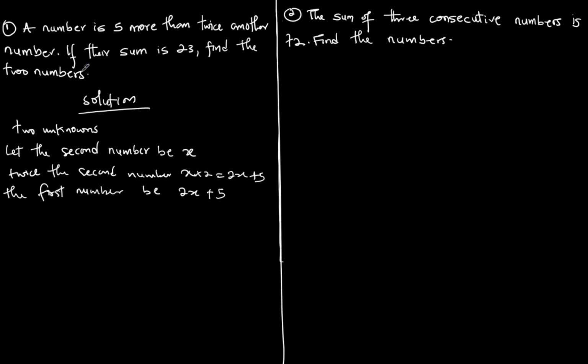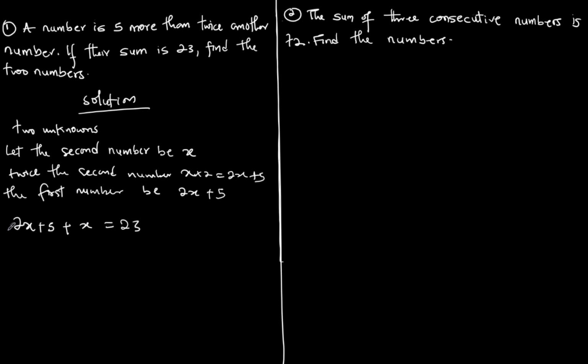Now the next thing we have to do is to write our question, interpret our question in equation form. So they said, if their sum is 23, that is the sum of the first number and the second number is 23. So we have the first number is 2x plus 5, then plus the second number is what? X. They said the result is what? 23. So we have an equation.